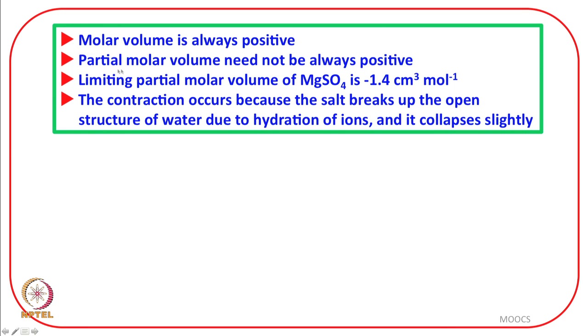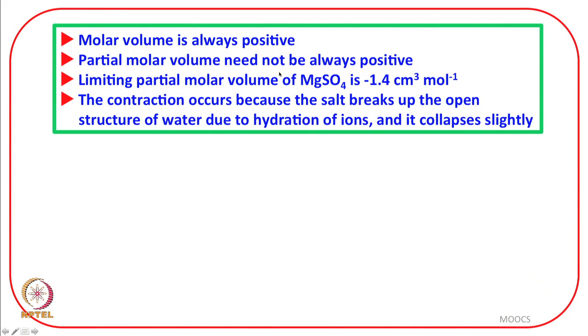As an example, I was discussing that molar volume is always positive, while partial molar volume need not always be positive. If we take the example of magnesium sulfate, then the limiting partial molar volume, meaning the partial molar volume at infinite dilution, is minus 1.4 centimeter cube per mole. This is negative. That means, when you add 1 mole of magnesium sulfate into water, then instead of an increase in volume, the overall volume decreases, and that can only happen if there is a partial disruption of the structure of water. So, as commented over here, the contraction occurs because the salt breaks up the open structure of water due to hydration of ions and it collapses slightly.